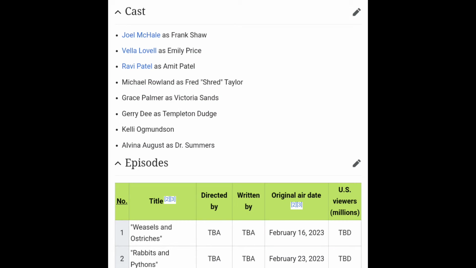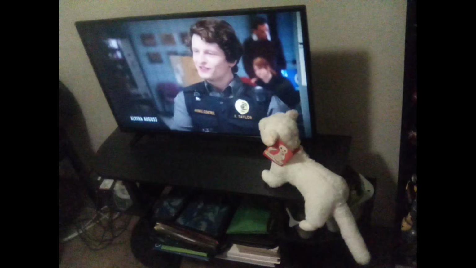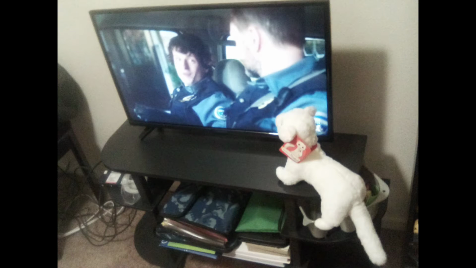Alrighty, the next ambigram is Frank to Shred. Joel McHale stars in Animal Control as Frank Shaw. One of Frank's closest colleagues is Fred Taylor, who goes by Shred because he used to be a snowboarder until he broke his ACL and had to follow his other passion of animal control. So here's Frank and Shred as an ambigram.